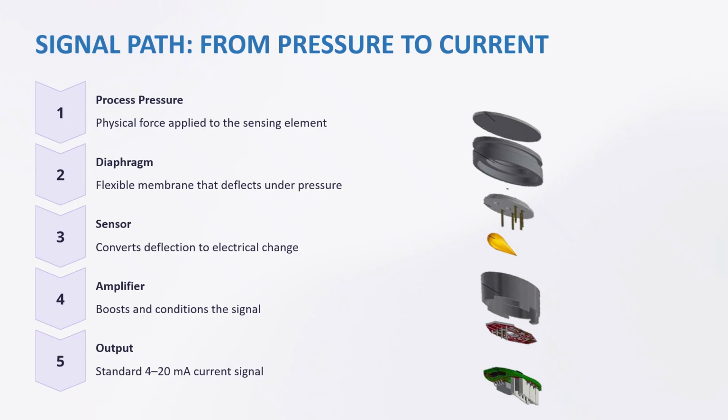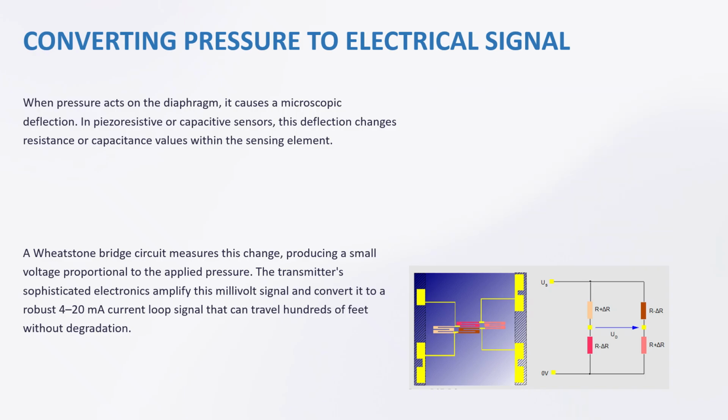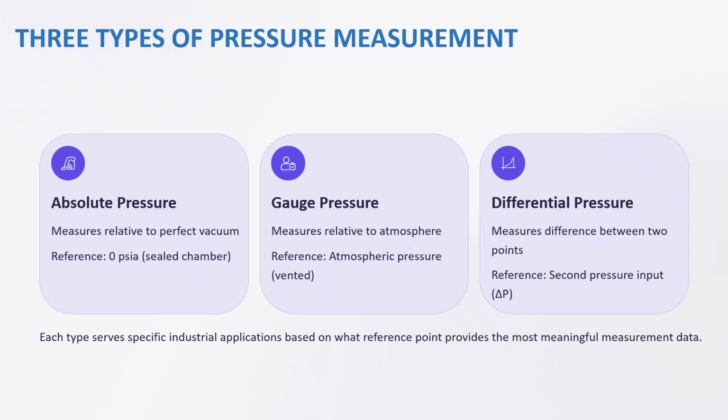In piezoresistive or capacitive sensors, this deflection changes either the resistance or the capacitance value. This change is measured using a Wheatstone bridge circuit, which produces a small voltage proportional to the applied pressure. The transmitter's internal electronics then amplify this signal and convert it into a 4 to 20 milliamp current, making it suitable for long-distance transmission without signal loss.